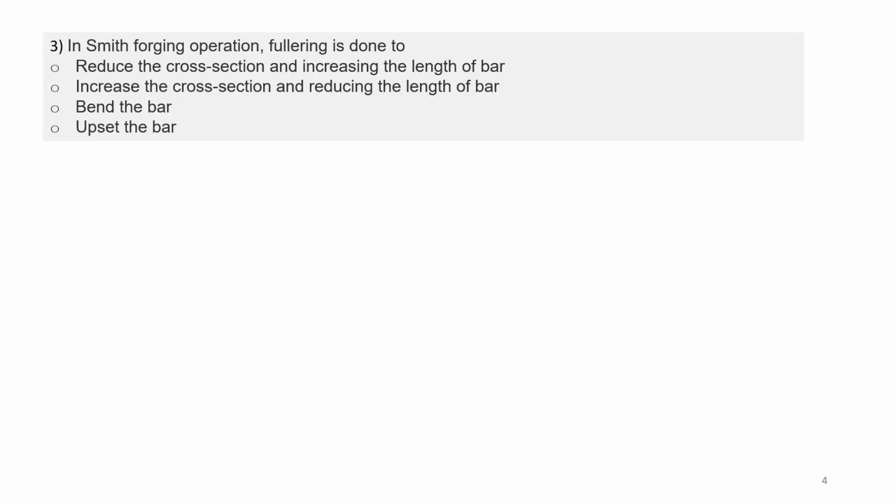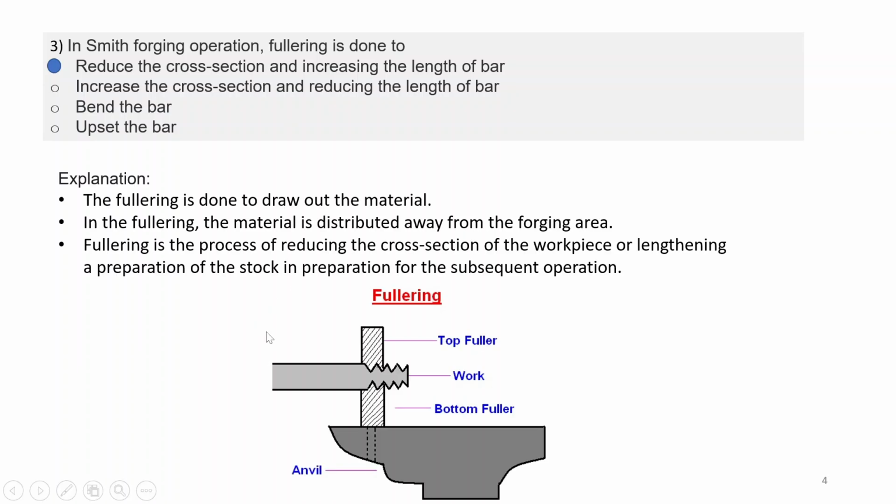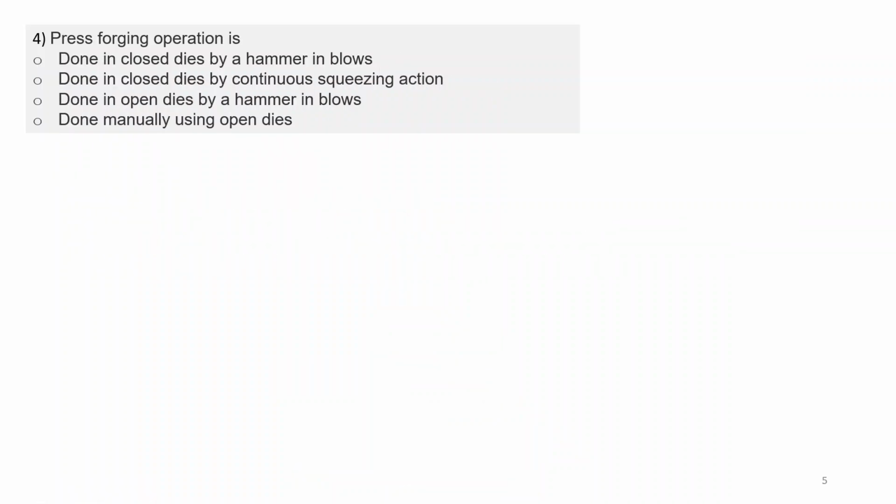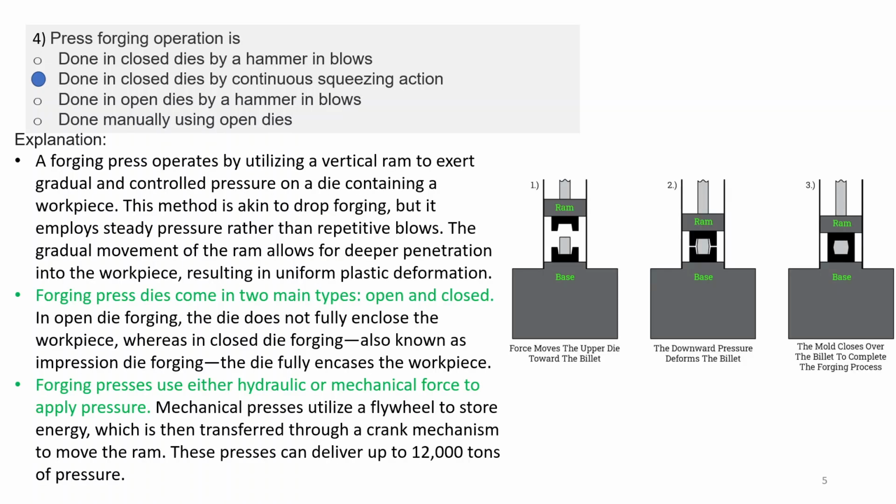Next is, in Smith forging operation, fullering is done to reduce the cross section and increase the length of the bar. So it is one of the processes in which you draw out the material, and here material is distributed away from the forging area. Next question was, press forging operation is done by continuous squeezing action in closed dies. Okay, so this one would be the correct answer.